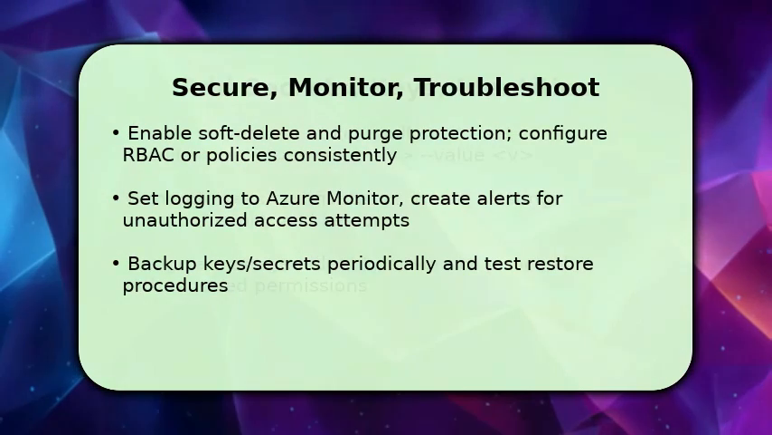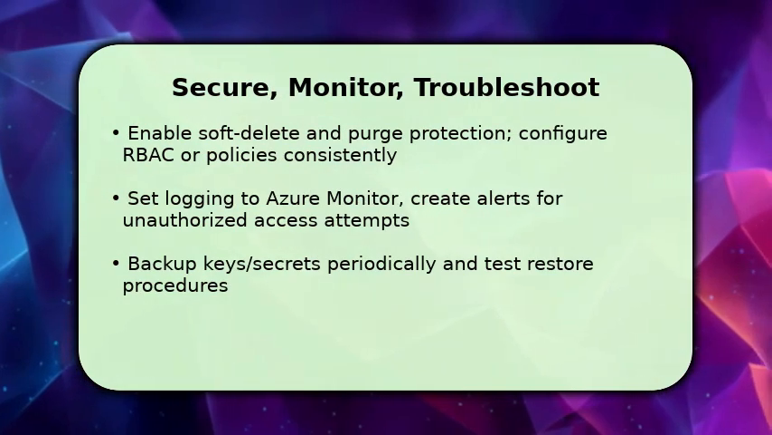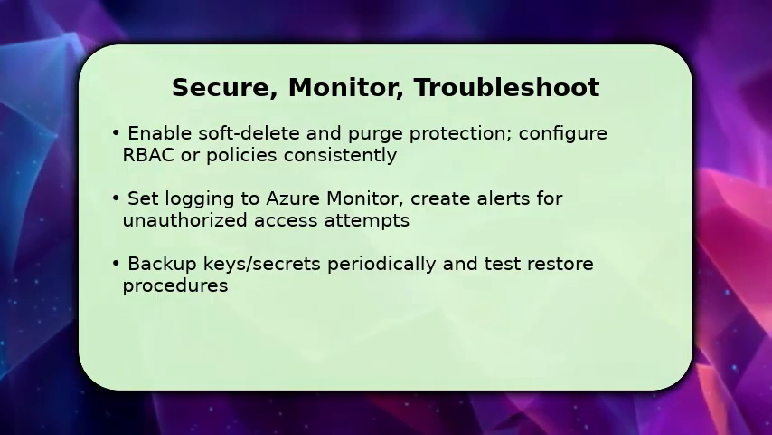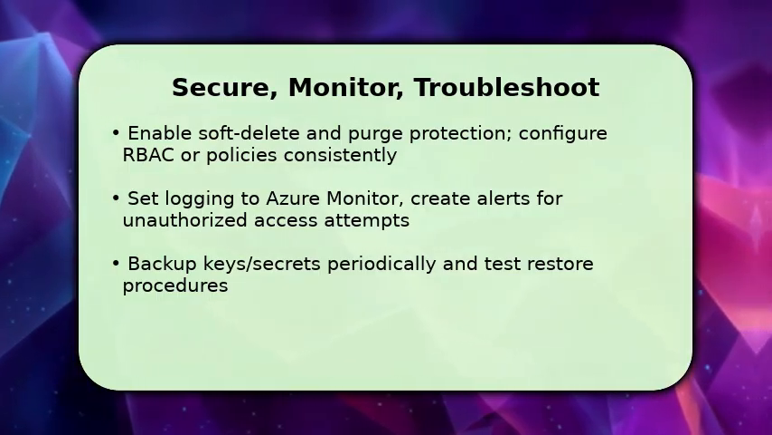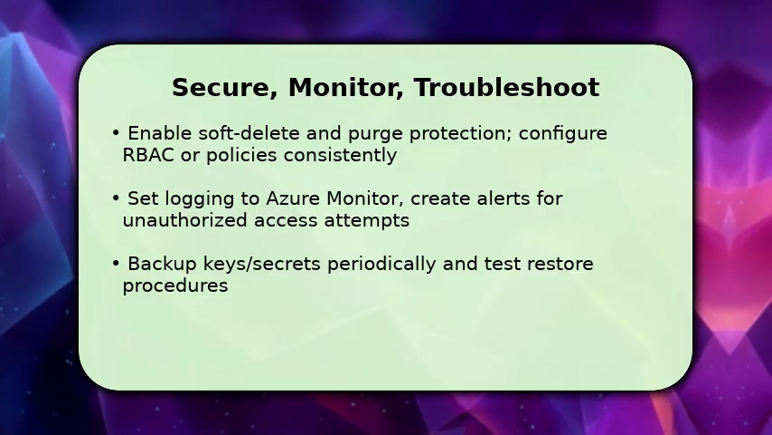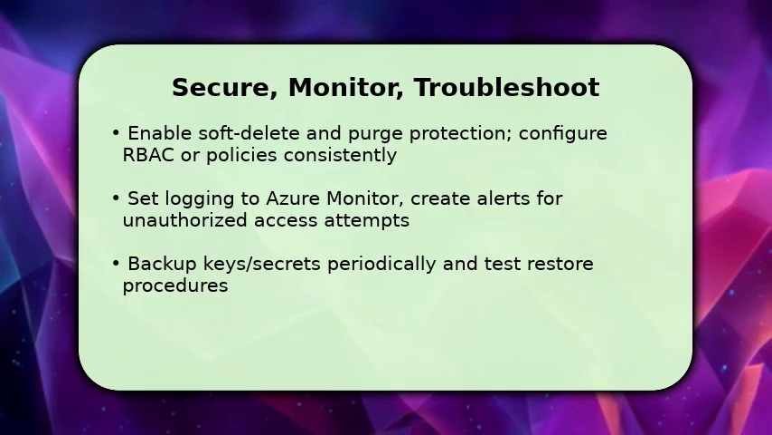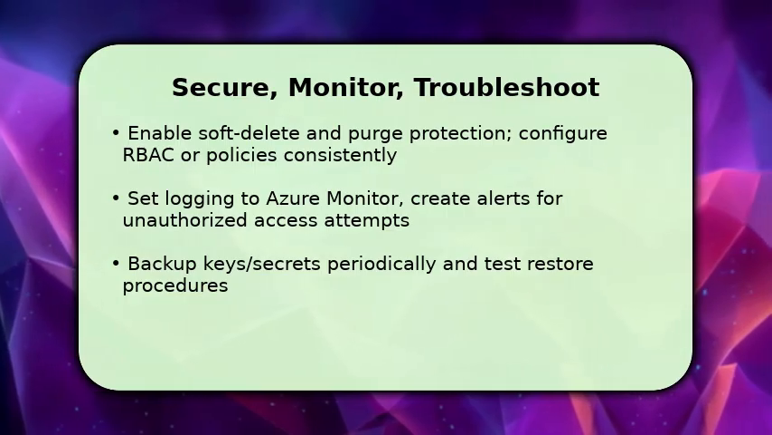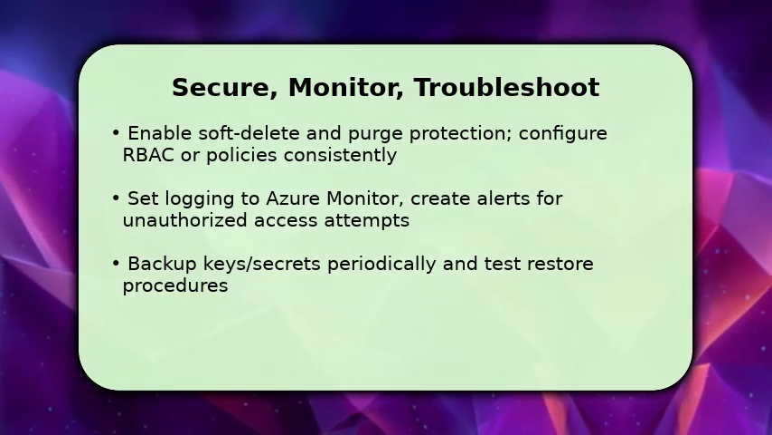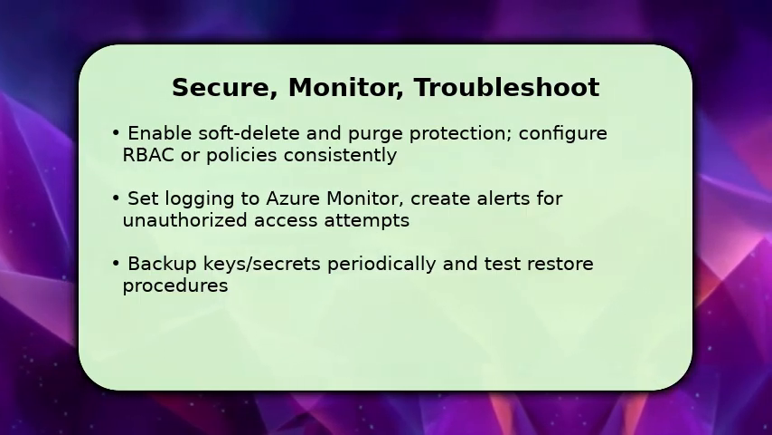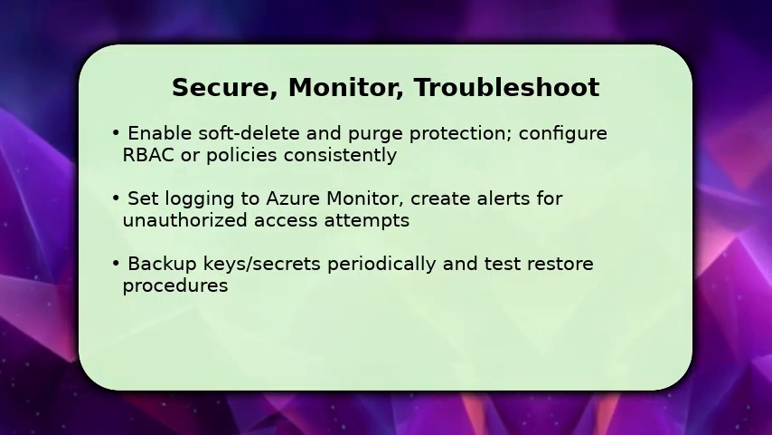retrieval. To finish, lock down lifecycle and observability settings. Enable soft delete and purge protection, and keep access policies or RBAC rules consistent across environments. Turn on diagnostic logs to Azure Monitor and create alerts for failed access or unusual patterns so you detect issues quickly. Backup critical keys and secrets and verify restores in a non-production slot.